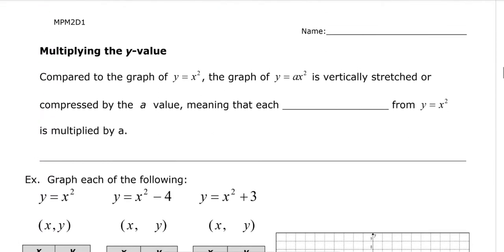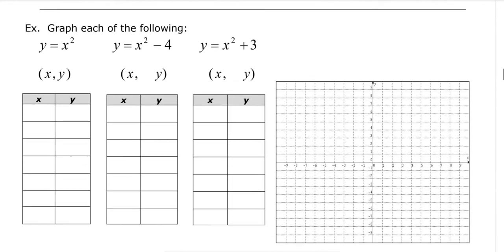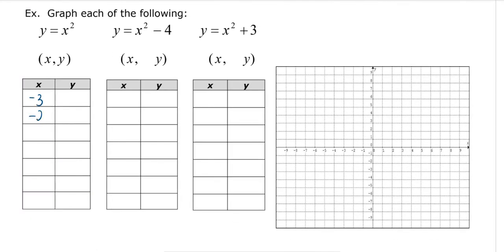All right. So compared to the graph of y equals x squared, the graph of y equals ax squared is vertically stretched or compressed by the A value, meaning that each y value from y equals x squared is multiplied by A. The base graph is y equals x squared. Just imagine taking all your y values and multiplying them by A. That's ax squared. So the base graph becomes ax squared by multiplying the y values by A. If I took the base graph of y equals x squared, let's write those points down again: the arbitrary x values and the corresponding y values 9, 4, 1, 0, 1, 4, 9.